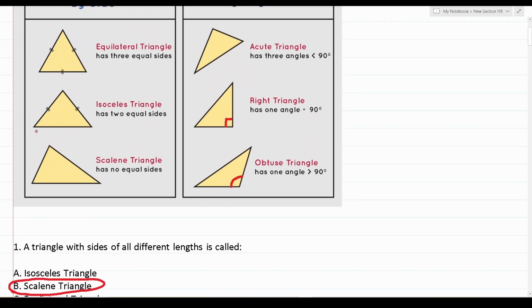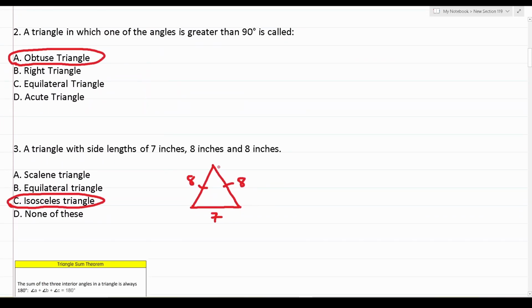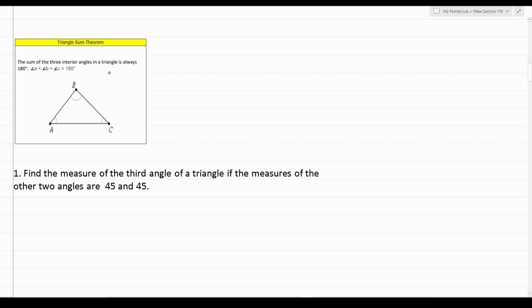And we can see that definition right here. An isosceles triangle has two equal sides, which is exactly what this question said. So now that we've discussed how to classify triangles, let's talk about the triangle sum theorem.